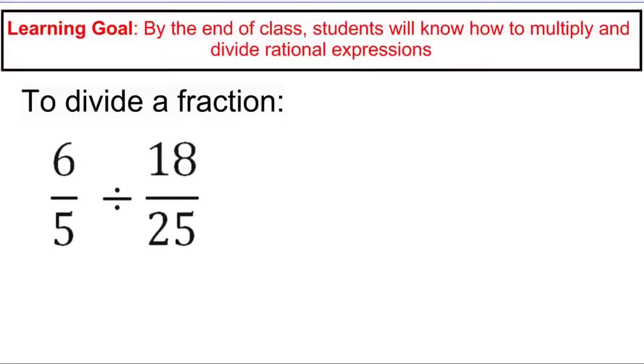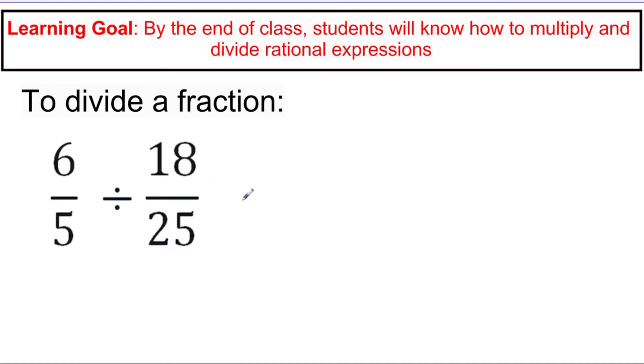To divide rational expressions, we really just need to go back and remember how we divide fractions. And remember, a rational expression is really just the more general term for a fraction. So if I ask you how do you divide 6/5 divided by 18 over 25, the short answer is you're really doing multiplication by the reciprocal of the second fraction.